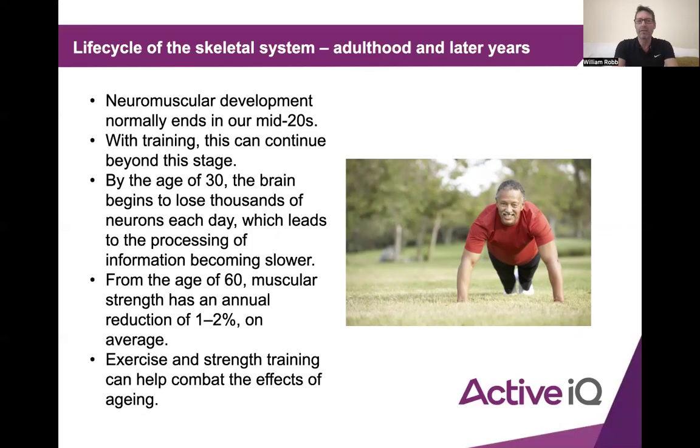By the age of 30, the brain begins to lose thousands of neurons each day, which leads to the processing of information becoming slower. From the age of 60, you're going to lose 1 to 2% of your muscular strength. So if you're working with older clients, having a weight training program is vital. We can't stop the loss of muscular strength, but we can reduce how quickly this happens. Exercise and strength training will help combat the effects of aging.